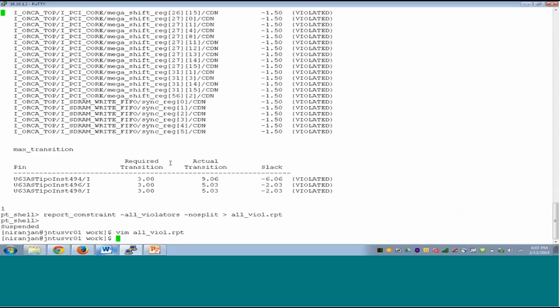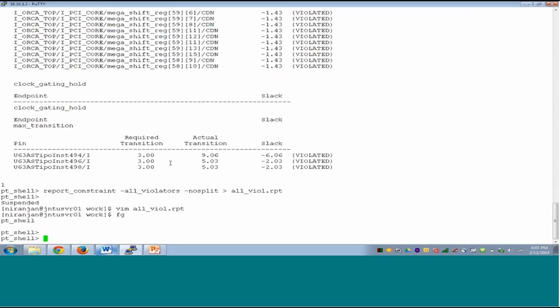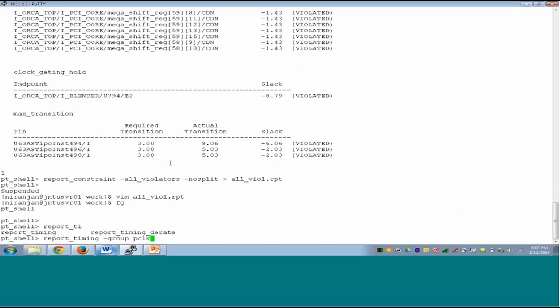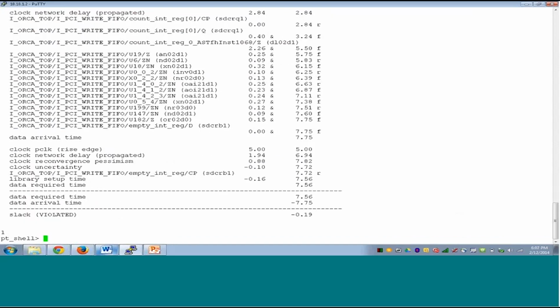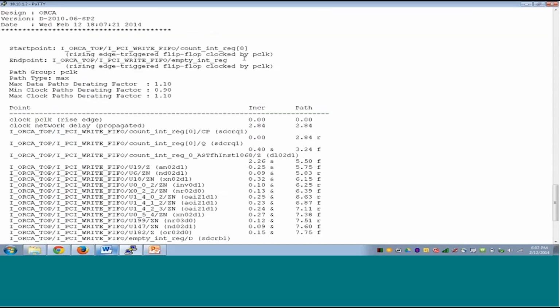Now let's look at one path. For example, here, report timing. We saw that there is one set of violation in the timing. So we see there is one violation in the PCLK clock group, one set of violation in the worst case corner. If I make sure that this violation is not there, then I'll only have the hold violations to take care of, and then I'll probably go to the best case corner and do the analysis there.